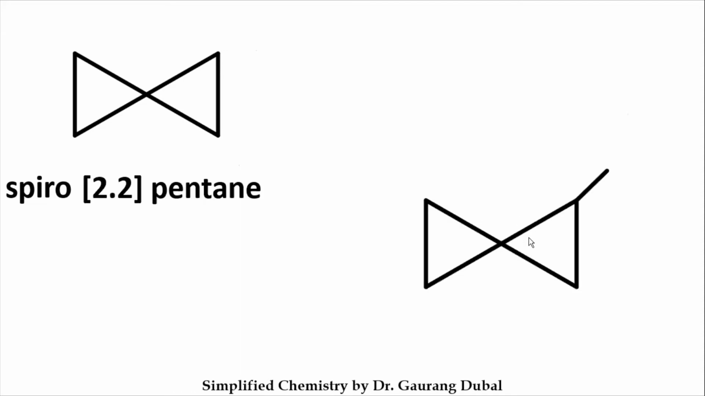You can see this compound, a substituent is present here, right? In such case, you have to start the name with the substituent. See, as I told, you have to start from the smaller ring. Here both rings are same, so no issue. Just start numbering from here, that is 1.